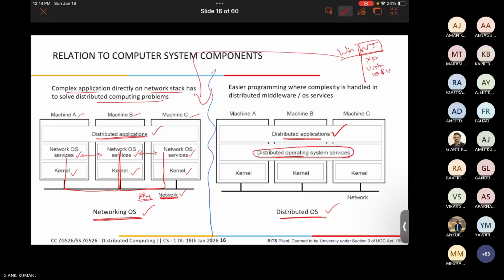Clear? Since your operating system is on a distributed layer and your application is also distributed, it would be easier to program them. The applications that you develop, or the programs that you write in this environment, would be much easier because it's not required to think on two different levels of operating system and application. Now everything goes hand in hand. There's a better handshaking at this level. Easier programming, where complexity is handled in distributed middleware or OS services.